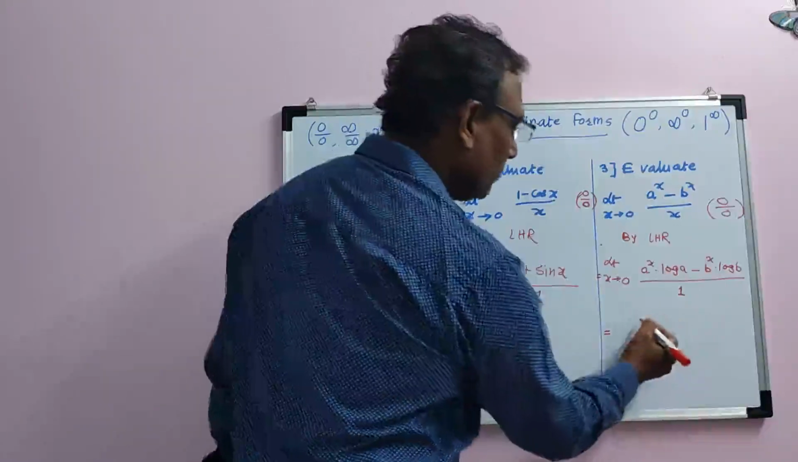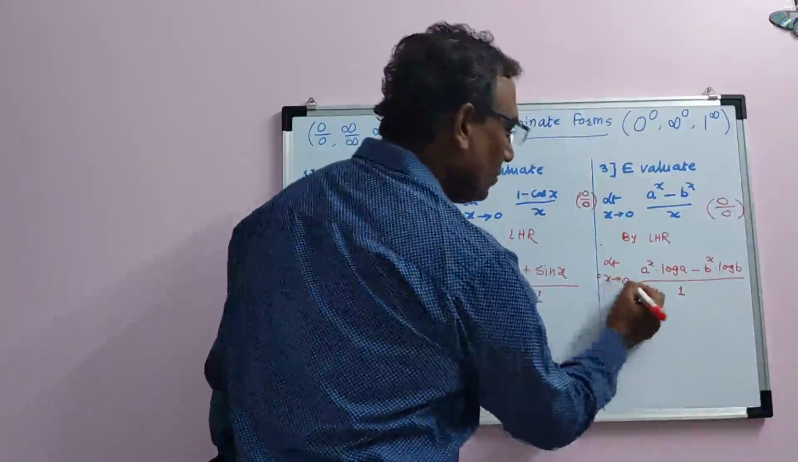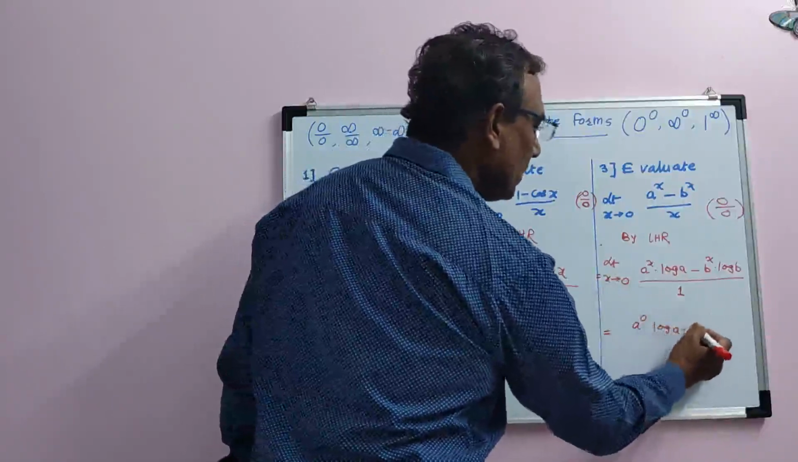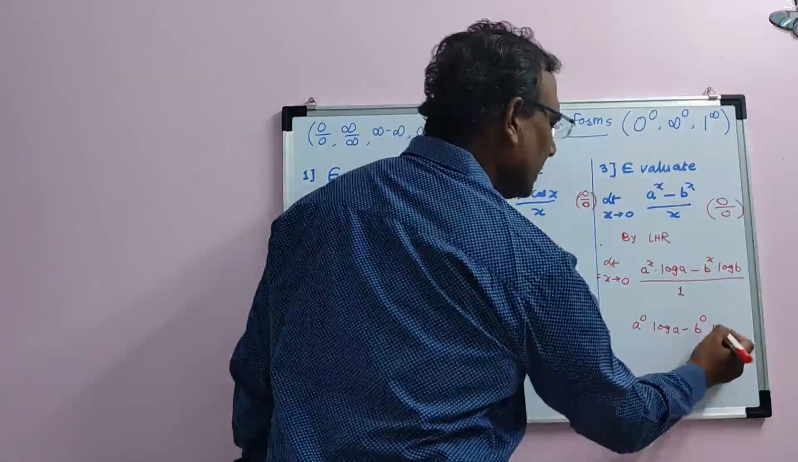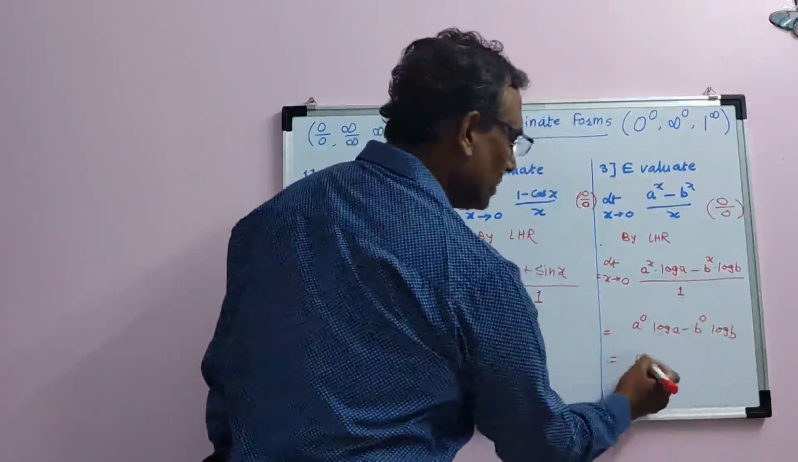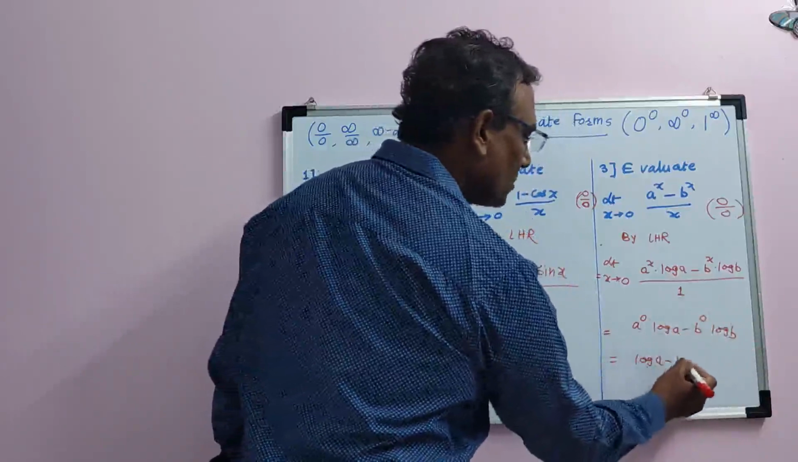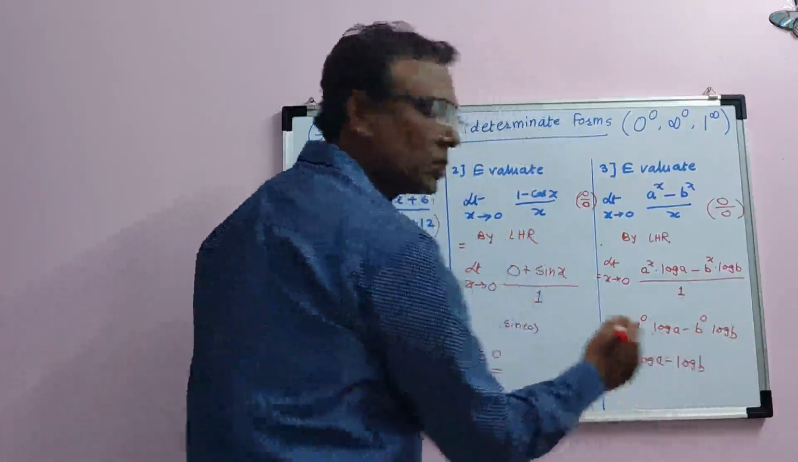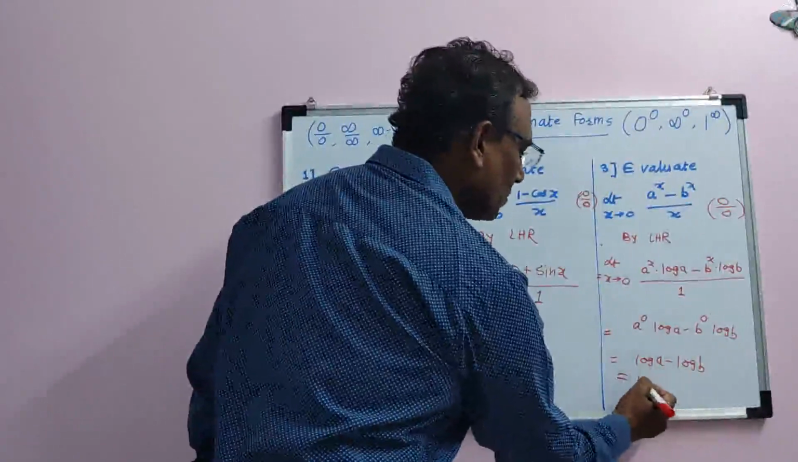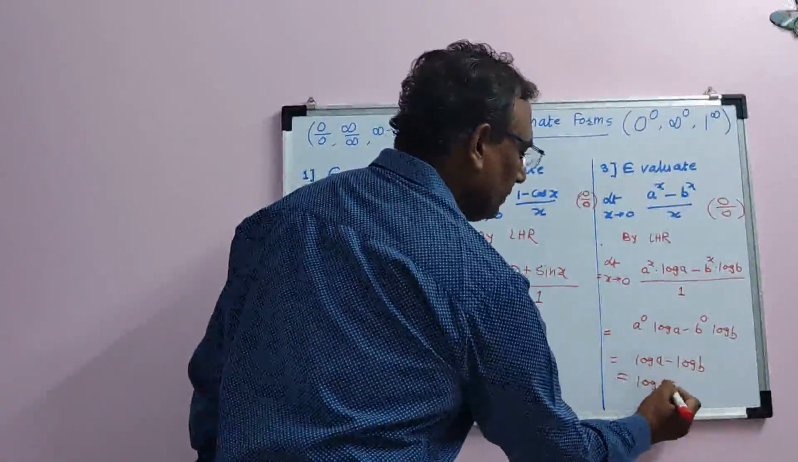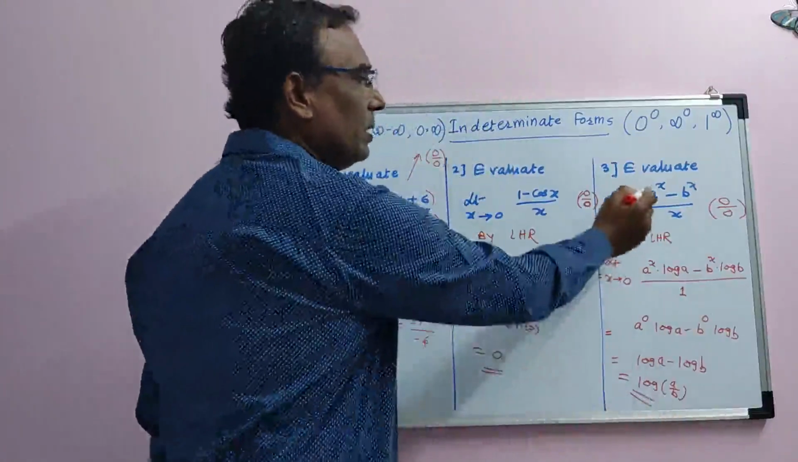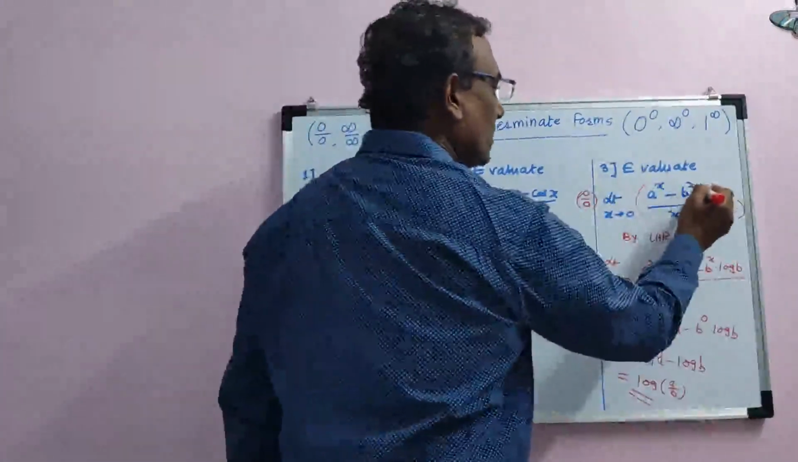Then in the next step, put the value of x directly. A raised to 0 is 1, b raised to 0 is 1, you can directly write. And the denominator is 1, no need to write. Then this is log of a minus log of b, because a raised to 0 is 1 and b raised to 0 is 1. Log of a minus log of b is log of a by b. This is the limit of this function.